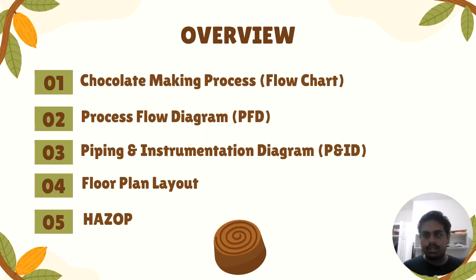On the agenda today, we'll walk through the full chocolate making process, followed by the process flow diagram for the implemented design. Then, the detailed PNID diagram demonstrating the control system implemented in the design, as well as the factory floor plan layout for the machinery placement. And finally, our hazard analysis for the design system.